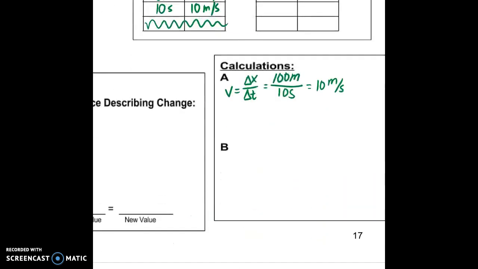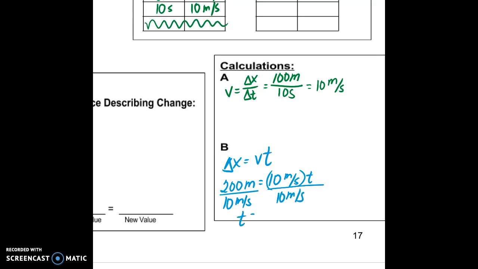so our displacement is going to equal his velocity times time. We know that the displacement is 200 meters. We know that his velocity is 10 meters per second. So now all we need to know is time. Well, if we use algebra, we divide both sides by 10 meters per second. Then our time is going to be 200 divided by 10, which is 20 seconds.